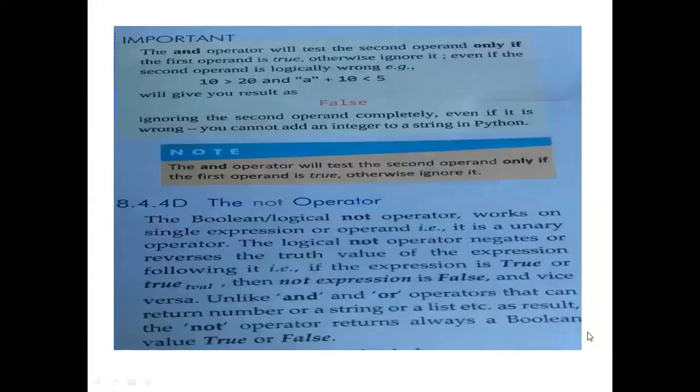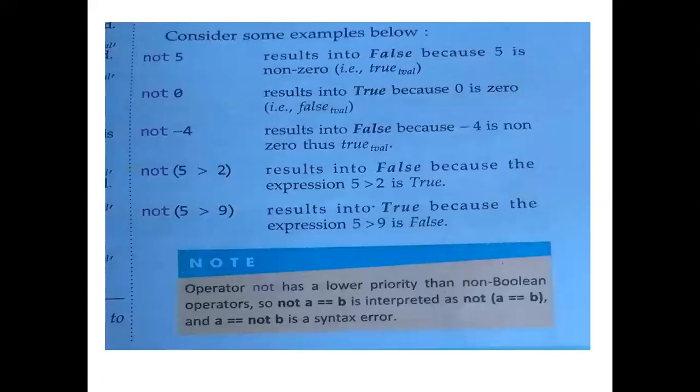Next, consider the NOT operator. The Boolean logical NOT operator works on a single expression or operand. It is a unary operator. The logical NOT operator negates or reverses the truth value of the expression following it. If the expression is true, then NOT expression is false, and vice versa. Unlike the AND and OR operators, which can return a number, a string or a list, the NOT operator returns solely a Boolean value, true or false.